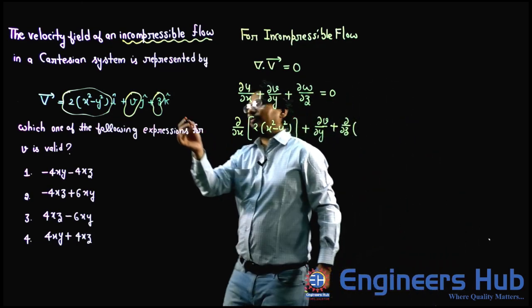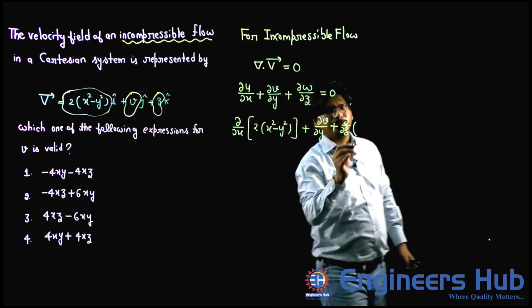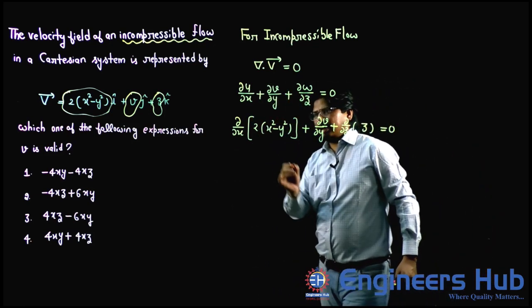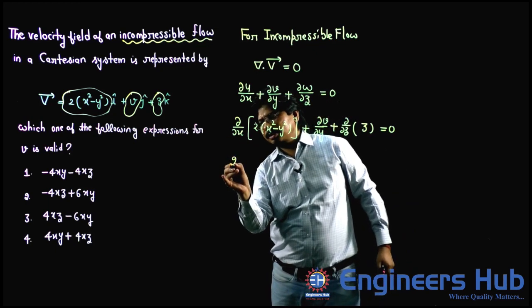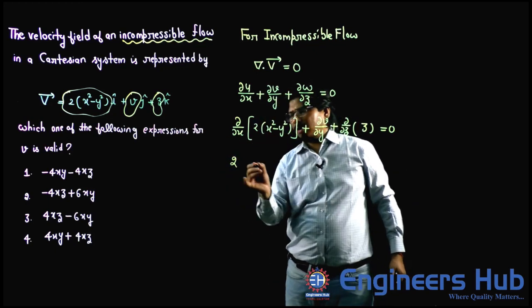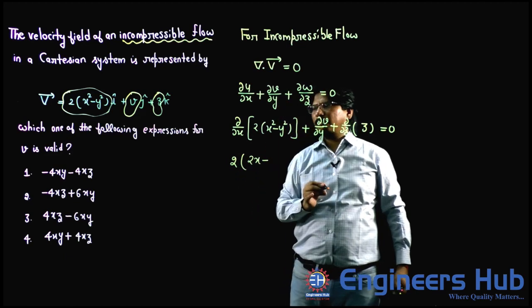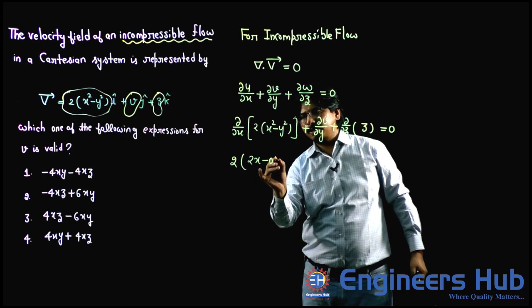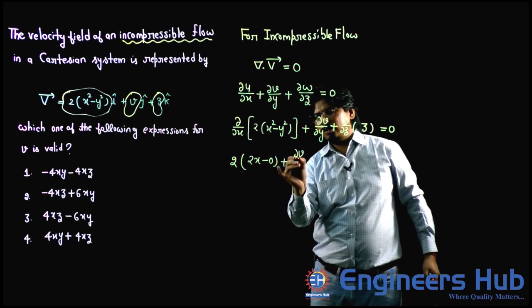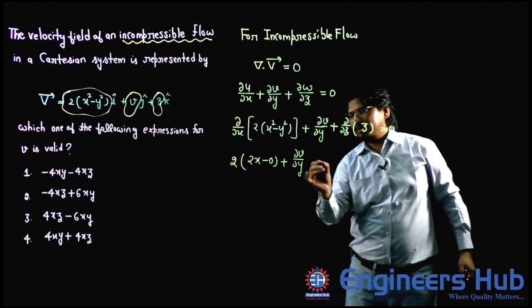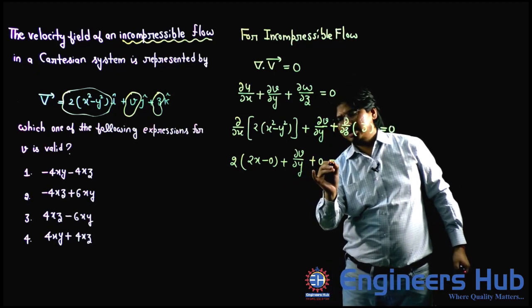How much is small w, my friends? 3 constant is equal to 0. So my friend, let us see, this 2 will come out of the partial differentiation. So the partial differentiation of x square with respect to x will be 2x, partial differentiation of y square with respect to x will be 0, plus dou v by dou y, partial differentiation of 3 with respect to z will be 0, is equal to 0.